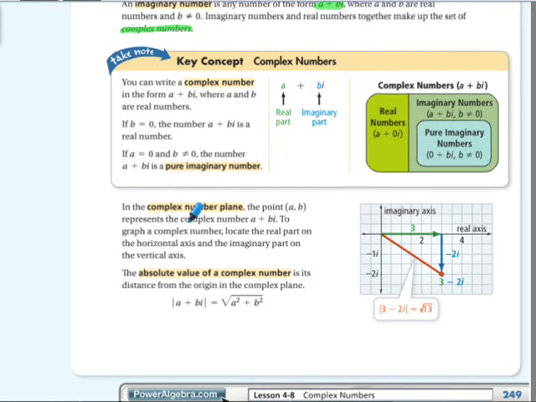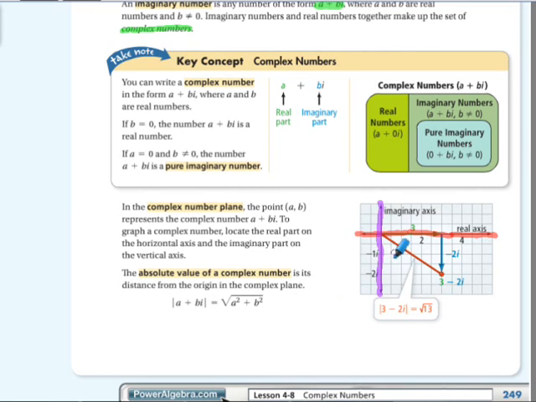In the complex number plane, the point (a, b) represents the complex number a plus bi. So we have two axes here. This should look a little bit different than what we're used to. Here's the real axis, so that's for the a part. And then going up and down, we have this imaginary axis, so that's for the imaginary part. So if we look right here, the absolute value of a complex number is its distance from the origin in the complex plane.